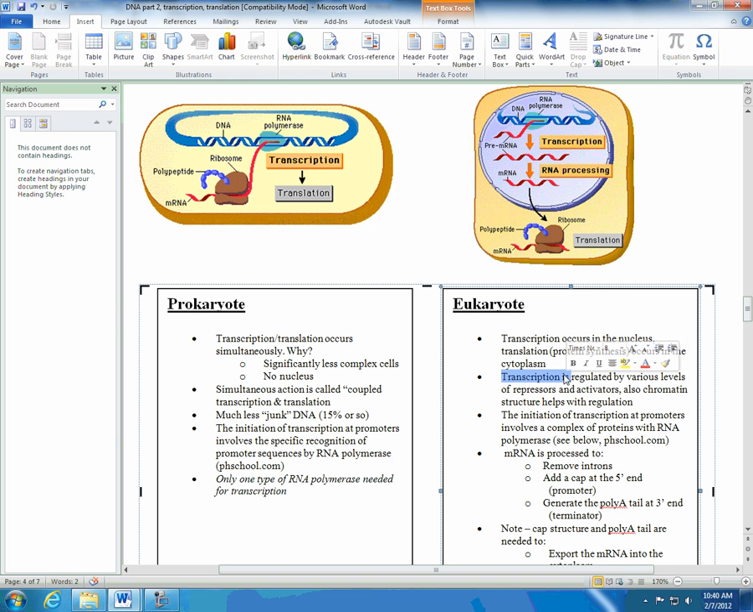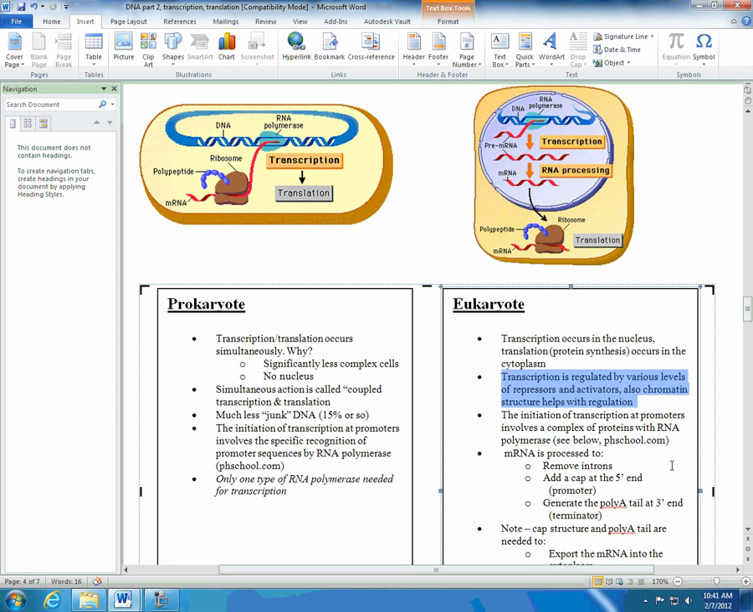There's a lot more controls required because it's a way more complex cell. And so there's different ways that transcription is regulated. There's different levels of repressors and activators. There's the chromatin structure, which is just physically your DNA and how it's all wrapped together. That structure itself can also help regulate transcription, right?